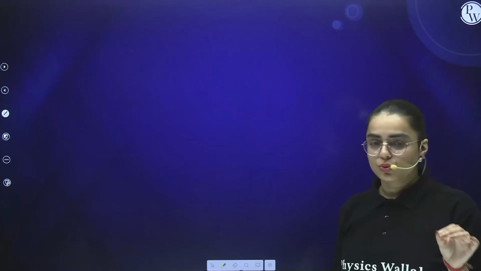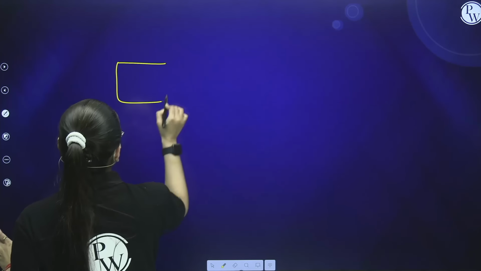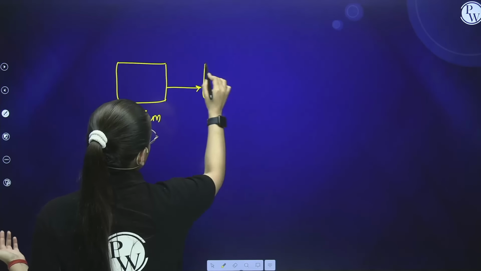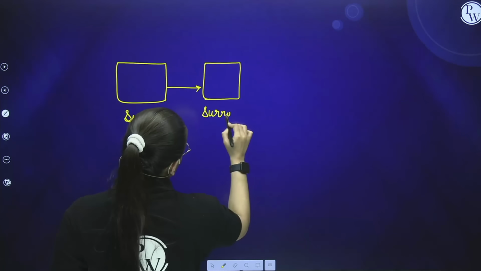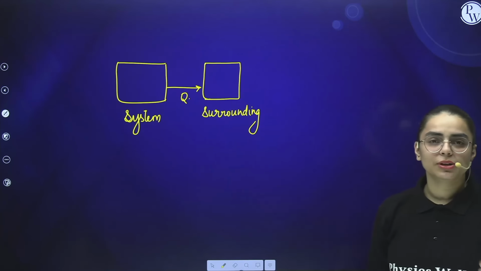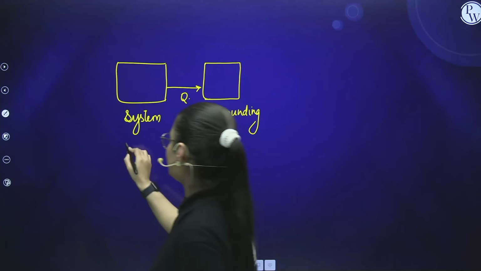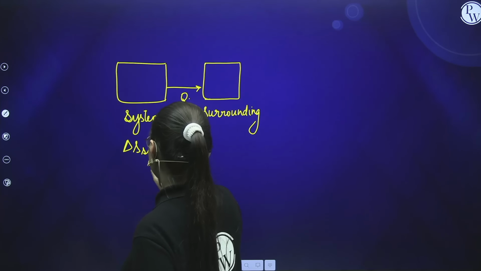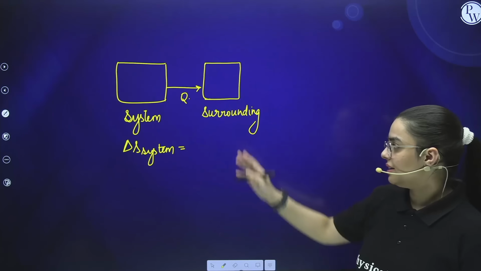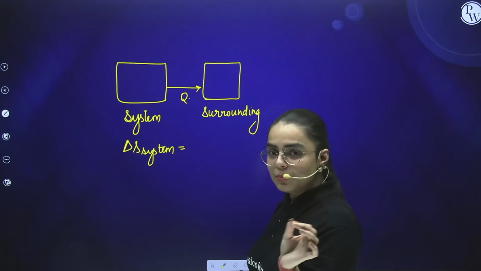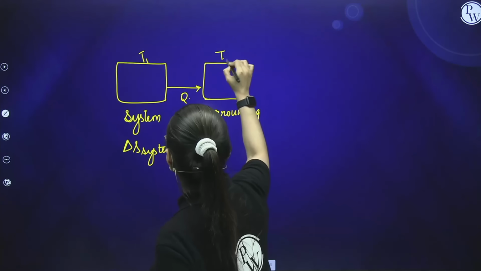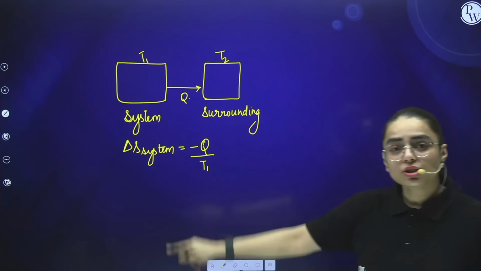If I take two systems, students, for example, this is my system which I am studying. It is losing heat to the surrounding, it is losing q amount of heat. Now if I'm going to find out delta S for both of these, delta S for the system: we know that delta S is equal to q by temperature. Here it is losing something, that means heat is negative, so minus q. Let us say it has a temperature of T1, so here T1 will come. Now this is for the system.